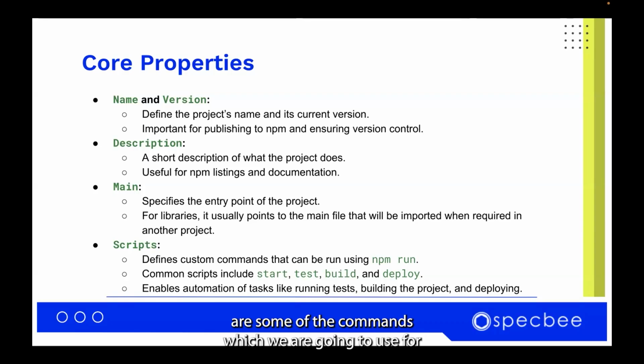Scripts are the commands which we can define in the package.json file. By just adding npm run before the script command, we can run it according to the requirement. It enables the automation of tasks like running tests, building a project, or deploying. It does all of these things.